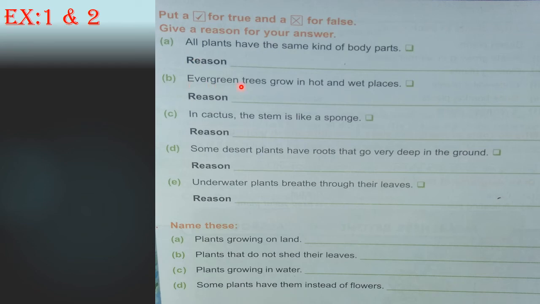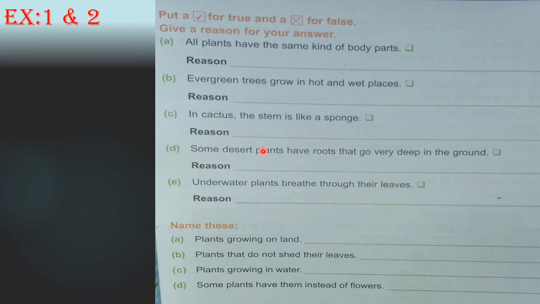Number 2, evergreen trees grow in hot and wet places. What are evergreen trees? Evergreen trees are those which do not shed their leaves and they grow throughout the year. Yes, they grow in such places because that climate is suitable to grow throughout the year. Number 3, in cactus the stem is like a sponge. Yes, because its stem acts like a sponge because cactus stores water in its stem.